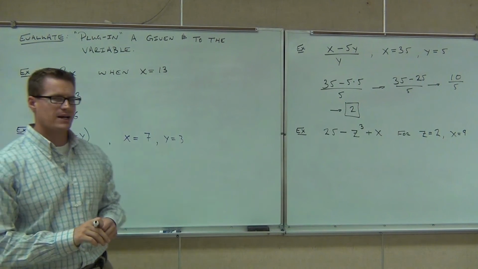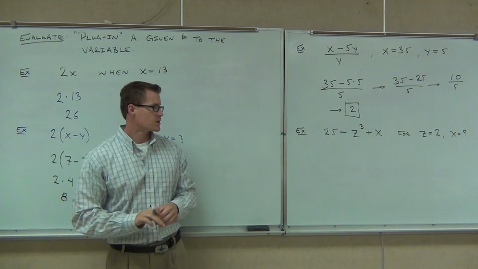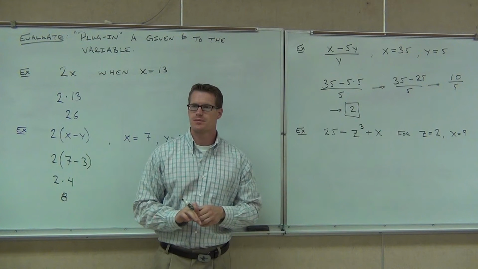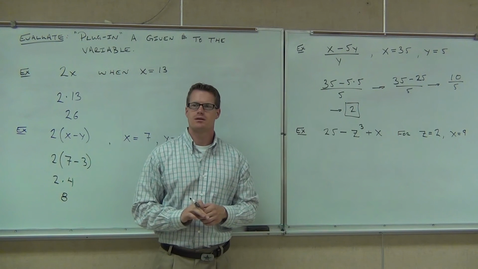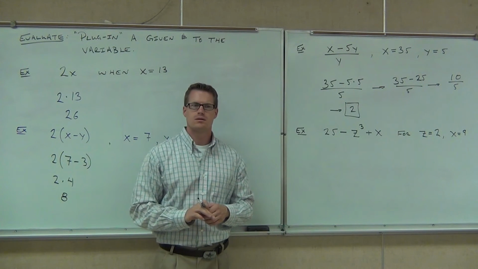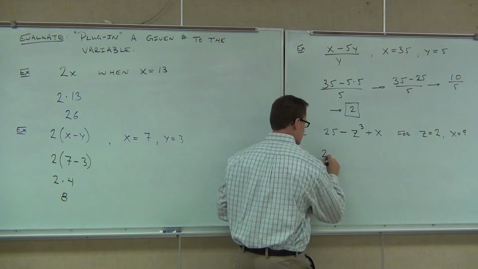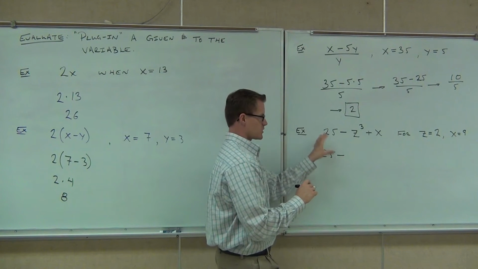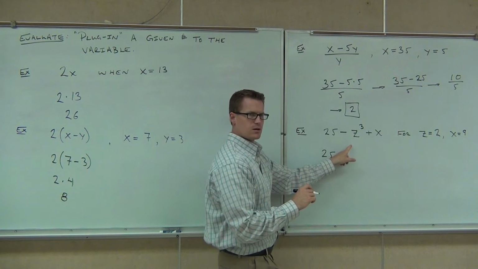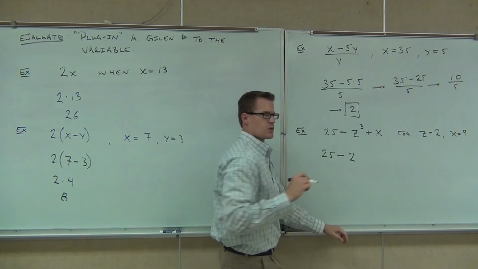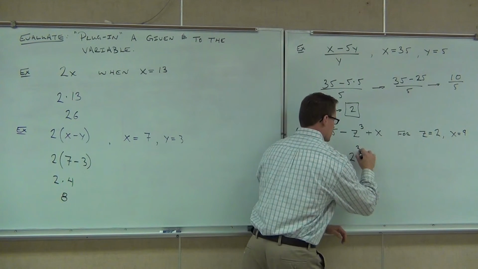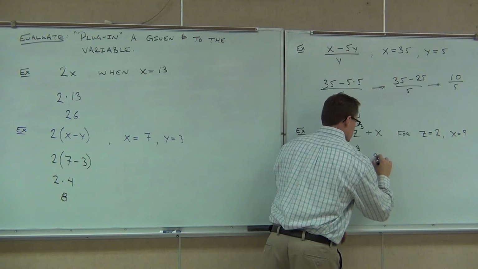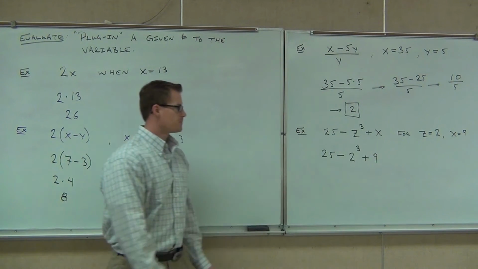That's 25 minus z cubed plus x when z is 2 and x is 9. Tell me what I need to write. 25 minus 2 to the third. Hang on, I'm slow. 25 minus, great. Okay, we got that part down, that's not changing. The z becomes a what? 2. Is it still raised to the third? Yes. And then what? Plus 9. Great, plus 9. Then we work it out.